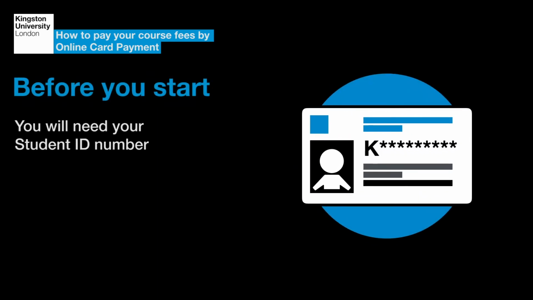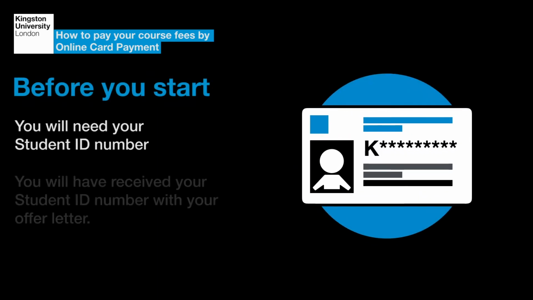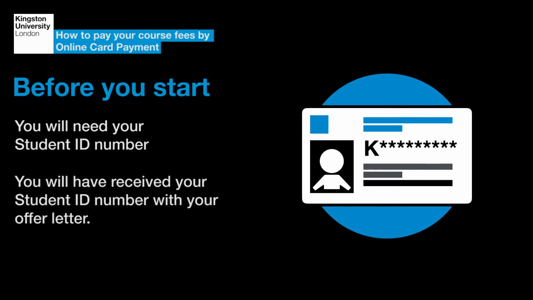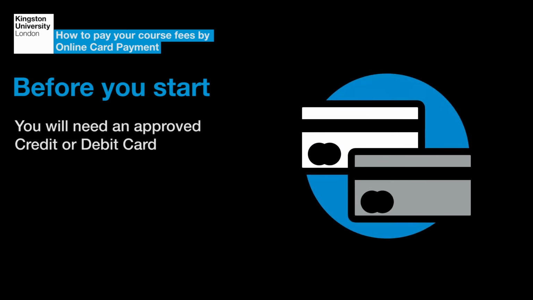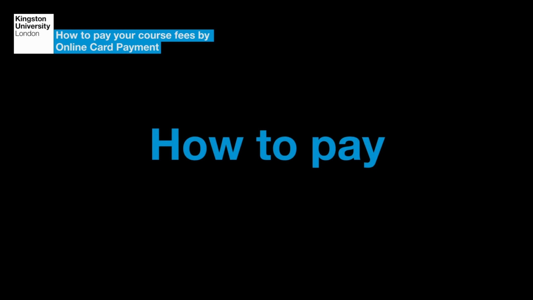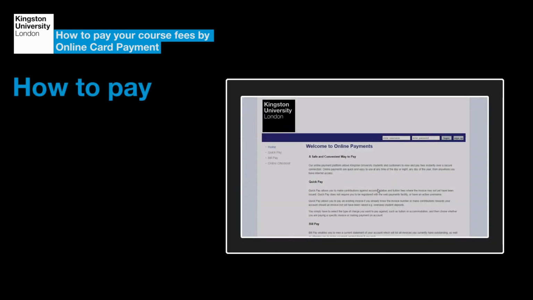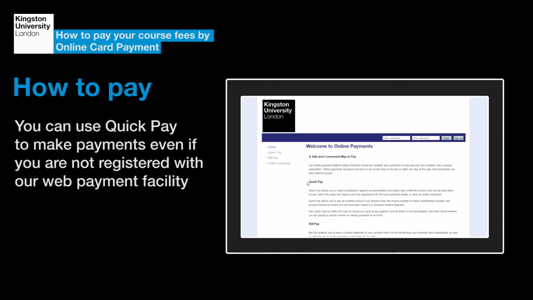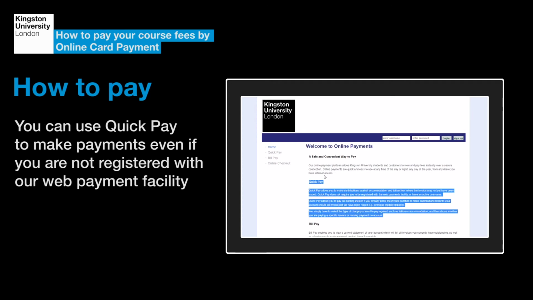You'll need your student ID number. You will have received your student ID number with your offer letter. You will need an approved credit or debit card. This does not have to be your own card if somebody else is paying on your behalf. You can use QuickPay to make payments even if you're not registered to use our web payment facility.